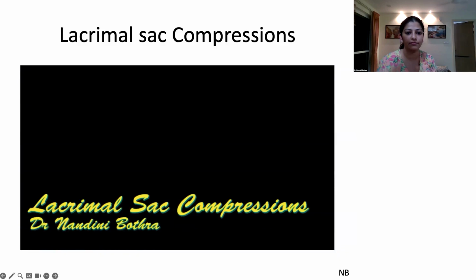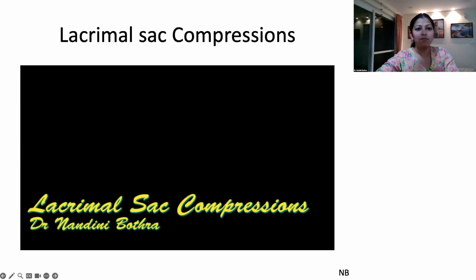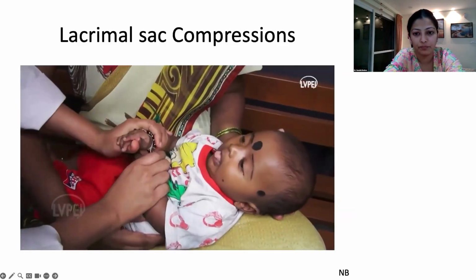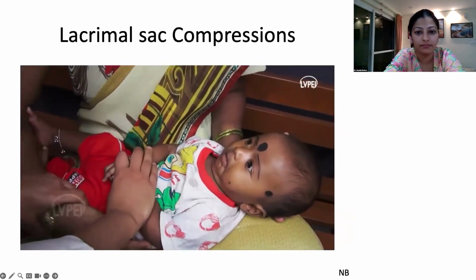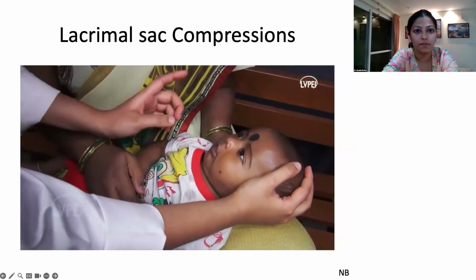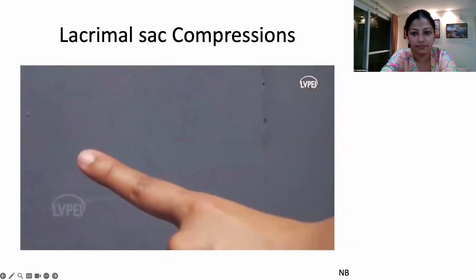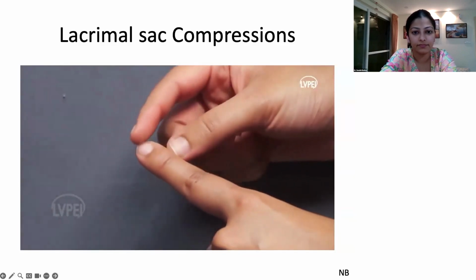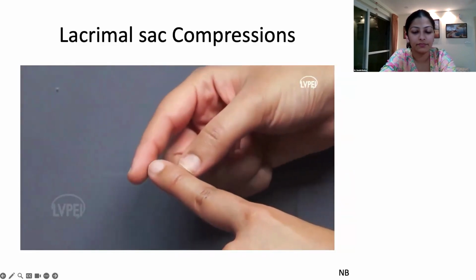Hello everyone. Today, let us understand the correct technique of lacrimal sac compressions done on a child less than a year old and suffering from continuous watering from the eyes. The first step is to hold the child firmly. Hold the head and make sure the head does not move while doing the compressions. Now use your index finger to do the compression. Make sure that your nails are trimmed.